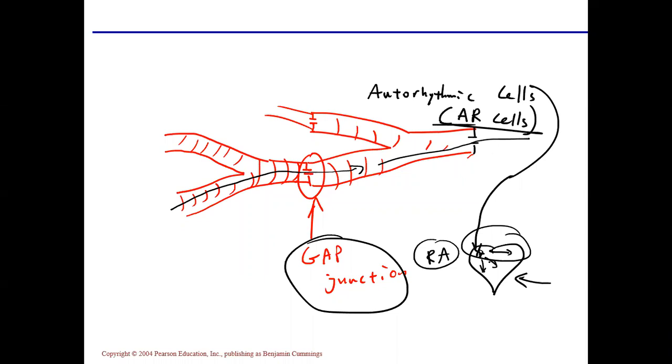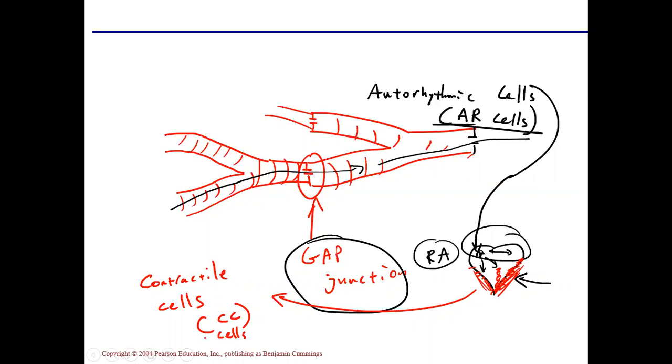All right, and then you have the myocardium, pretty much the cardiac muscles, right? All of these are the myocardium in here, right? These are contractile cells. For contractile cells, from now on, I'm just going to use CC cells. It's easier to refer to it.